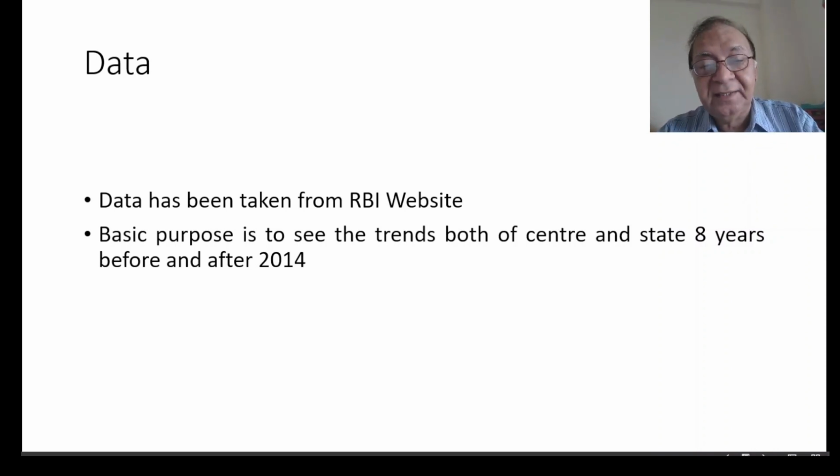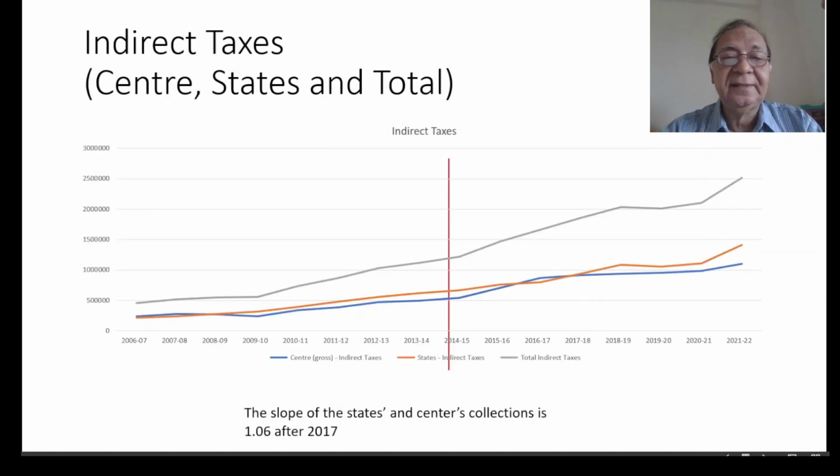Basic purpose is to see the trends both for state and center, 8 years before and after 2014. See the indirect taxes before 2014 and after 2014. Before 2014, there was hardly any difference between state and center taxes. This red line for state and blue line for center, they were moving together, and before 2008-9 the total collections were almost the same. The gray line shows the total of indirect taxes.